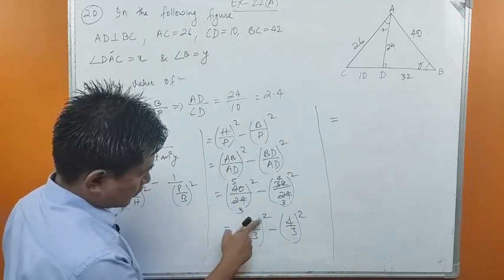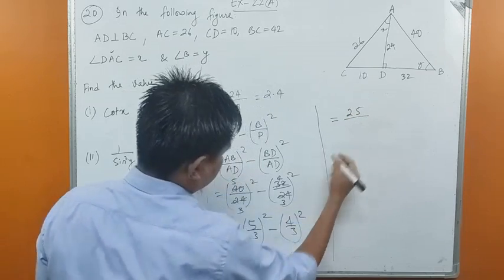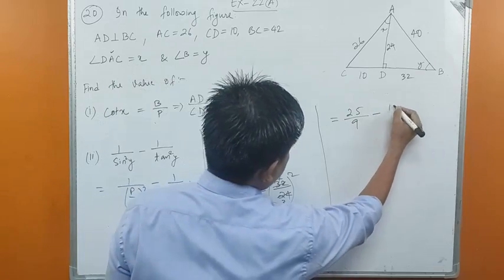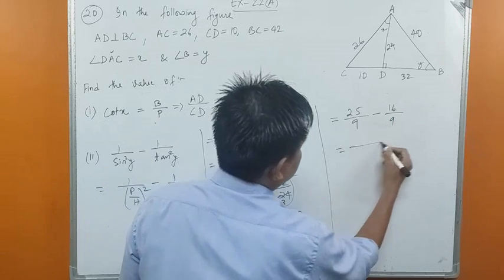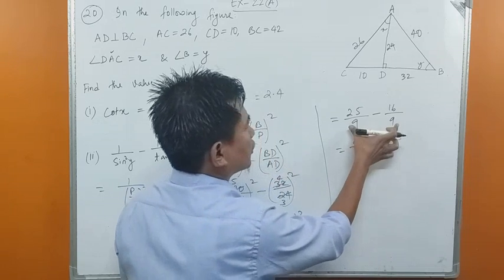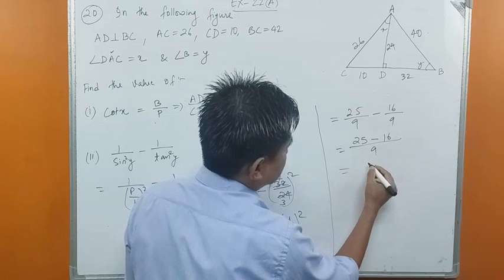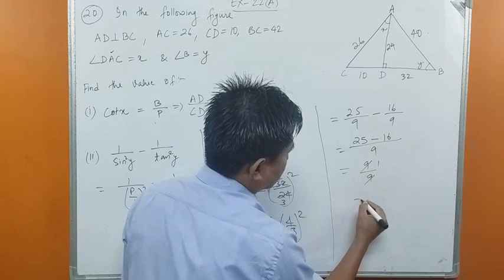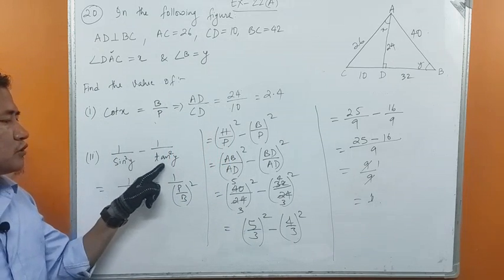5 squared is 25. This square is for both the numerator and denominator. So 5 squared is 25 upon 3 squared is 9, minus 4 squared is 16 upon 3 squared is 9, isn't it? So the denominators are equal, so the LCM will be 9, and we write the same numbers in the numerator, okay? If the denominators are equal, we need not multiply, we just write as it is. 25 minus 16 is 9 upon 9. 9 1s are 9. So the value of this expression, 1 upon sin square y minus 1 upon tan square y, is 1.